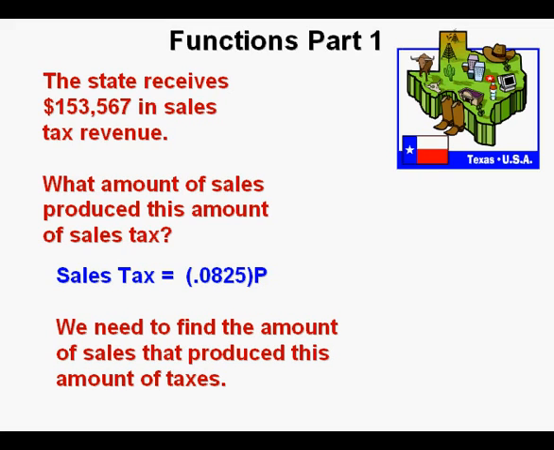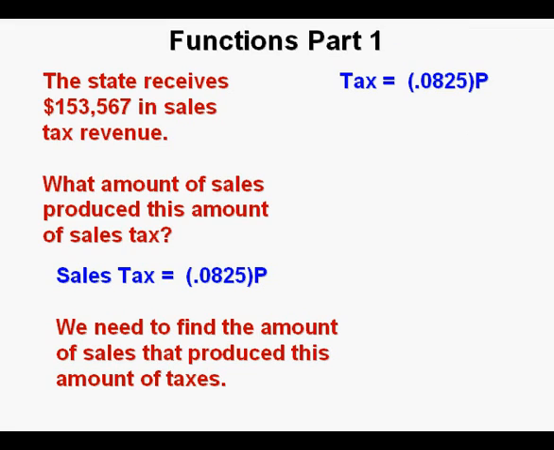In this situation, instead of using the amount of sales as the input value, we need to use the amount of tax as the input value to find the amount of sales. So to do this, we'll bring the formula to the top right and proceed to solve for p. The first thing we'll do is use the symmetric property of equality and rewrite the equation as 0.0825p equals the tax. It's just rotating the equation about the equal sign, which we can do because the sides are equal to each other. Next, we'll solve for p by dividing both sides of the equation by 0.0825.